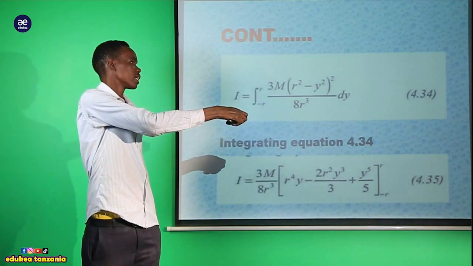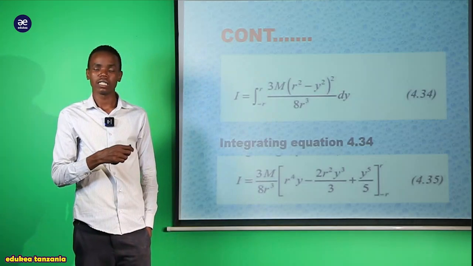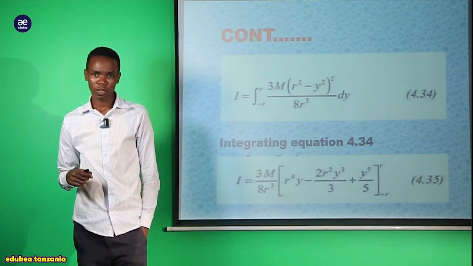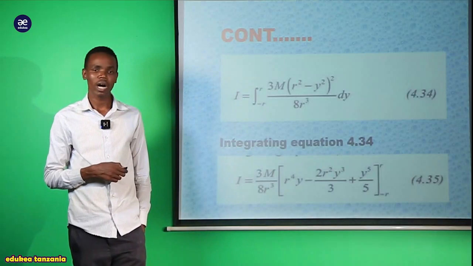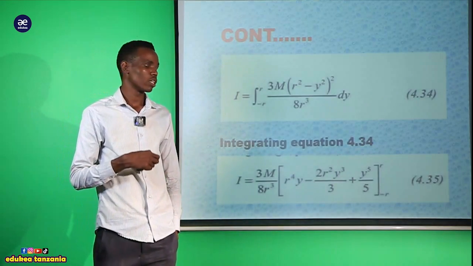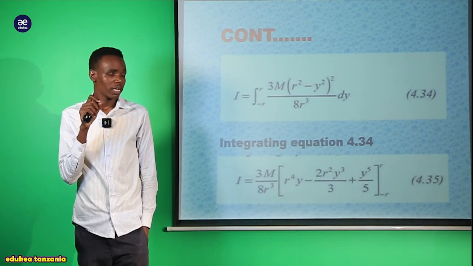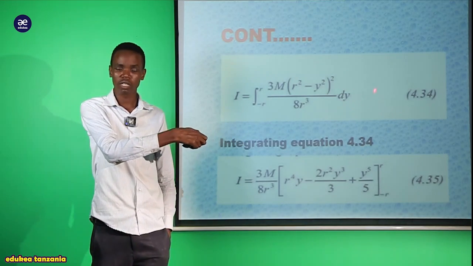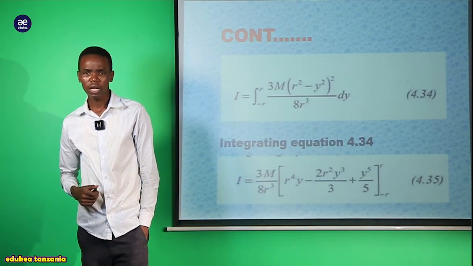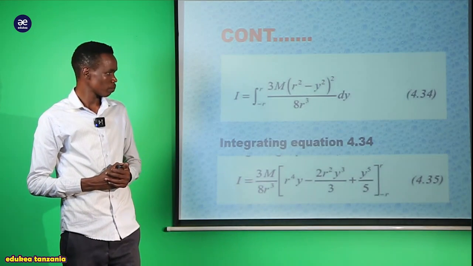And after there, we take dy, we multiply inside. This should be r, it means r power 4. Then we minus it by 2r square y square. Then we add it by y power 4. It means we multiply by dy for every value that is found inside. Now, after this one, my dear student, what are we supposed to do after this one?